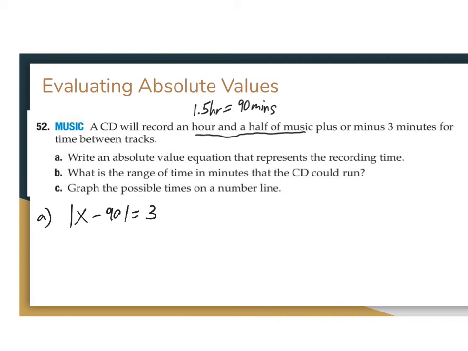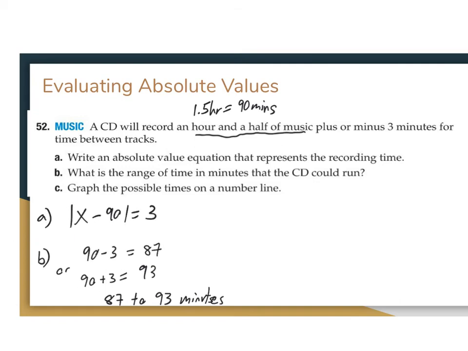What is the range of time in minutes that the CD could run? Well, we know that the CD could run plus or minus 3 minutes. So it could be 90 minus 3, which is equal to 87, or 90 plus 3, which is equal to 93. So this is for B. Our range would be 87 to 93 minutes.